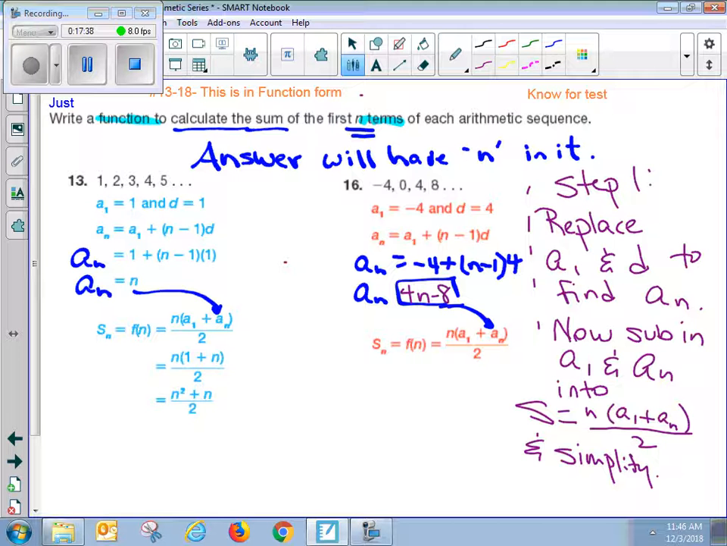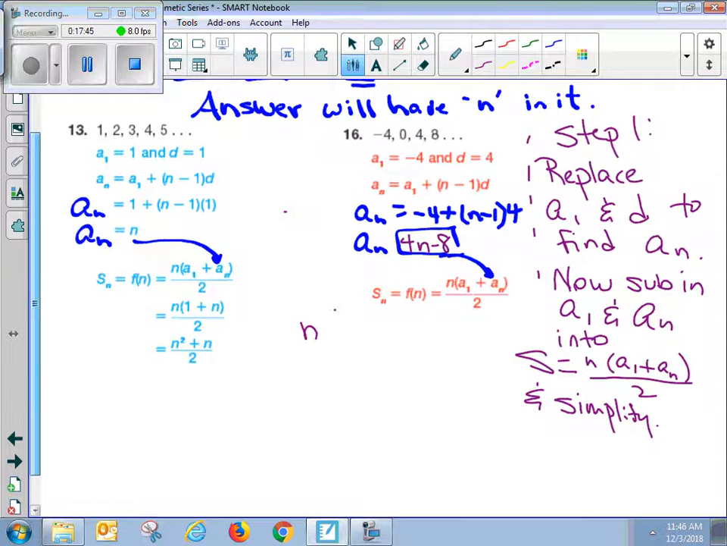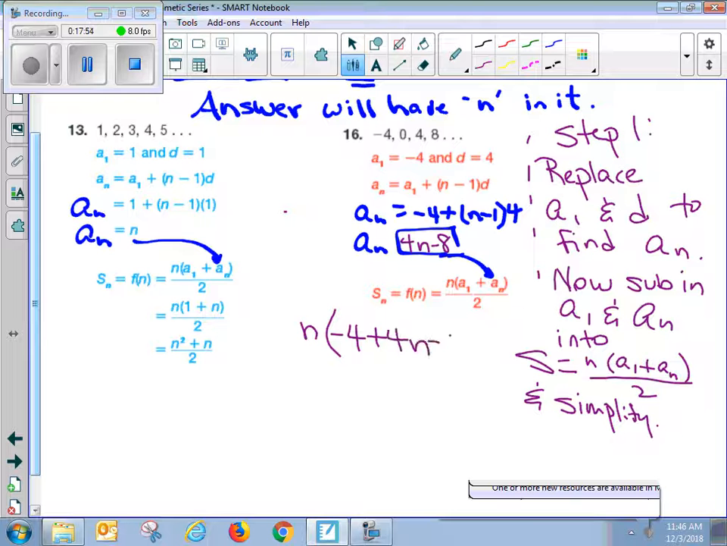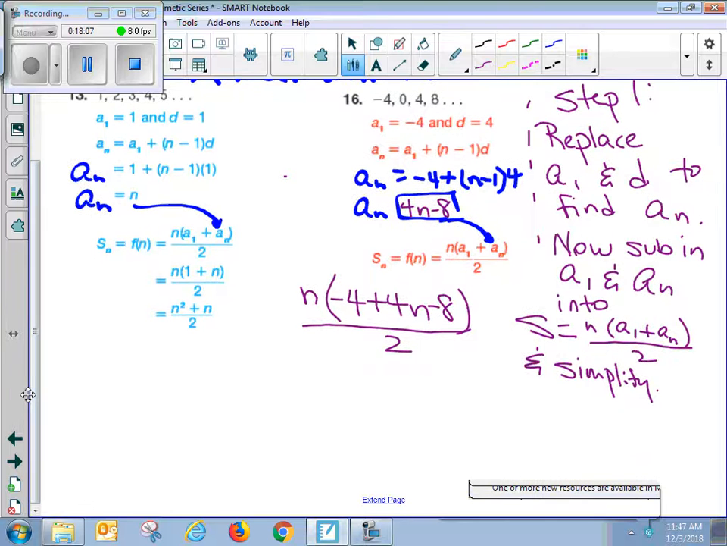Now we're going to Gauss's formula. n stays n. What is A sub 1? What is A sub n? All over 2. Can you simplify that, please? Yes, I'm going to reduce.